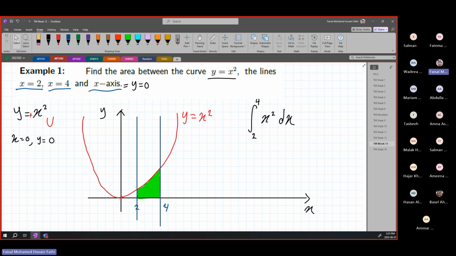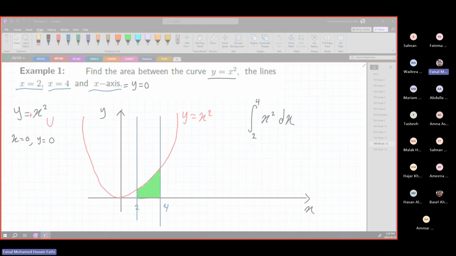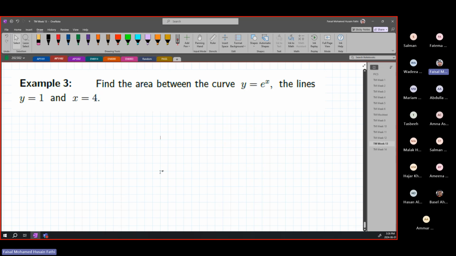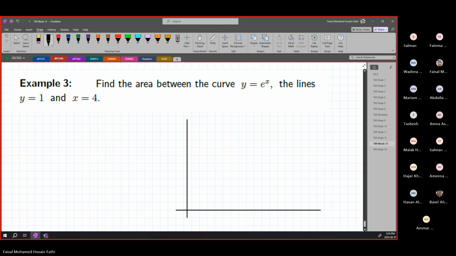Let us look at something different a bit. All right, let us look at this example. I don't think they're going to actually ask you to plot this, but just in case. They're saying find the area between the curve y equals e to the power of x, the lines y equals 1 and x equals 4. If I draw my x and y, this is my y, this is my x.